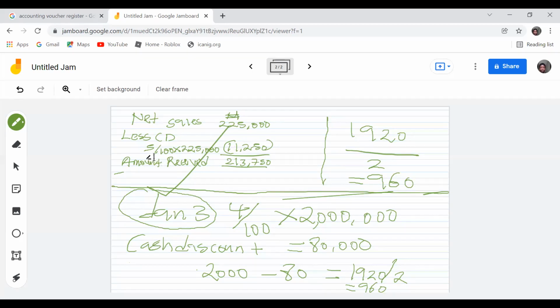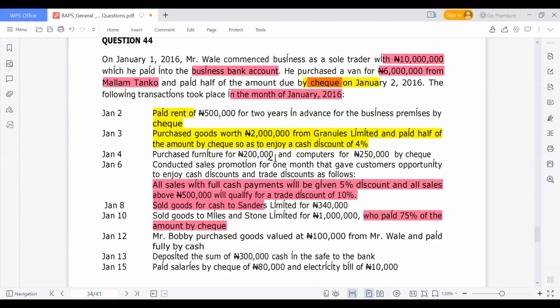Then we have January 4, purchase furniture for 200,000, and computer for 250, by check. So that means that you purchase furniture 200,000, computer 250.